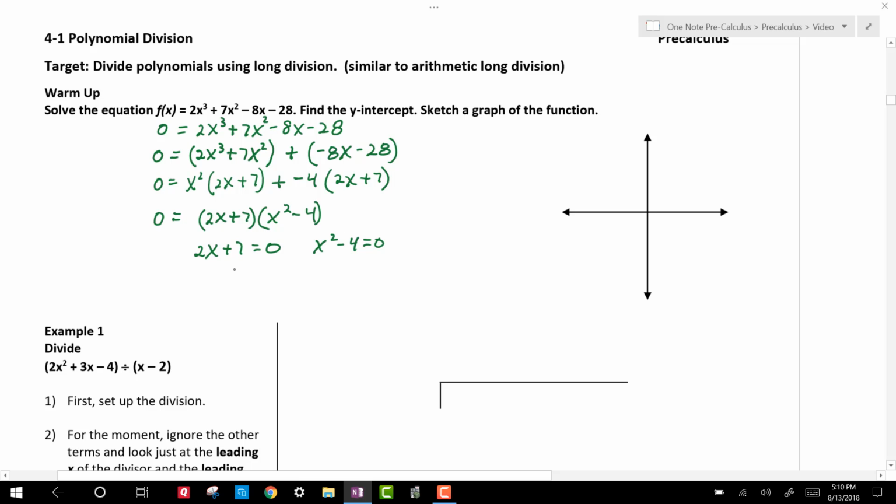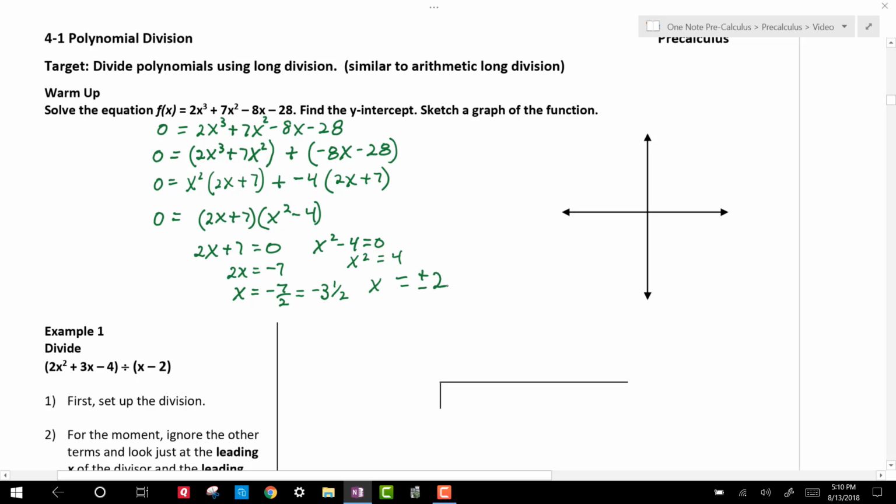We're going to subtract 7. That's 2x equals negative 7. So we end up with x equals negative 7 halves. And since we are asked to graph it, this is going to be negative 3.5. So we've got an x-intercept over at negative 3.5. Over here, we're going to add 4 to both sides. It's going to give us x squared equal to 4. When you square root, you need a plus and a minus on the result. So we have x equals, not x squared equals, x equals plus and minus 2.